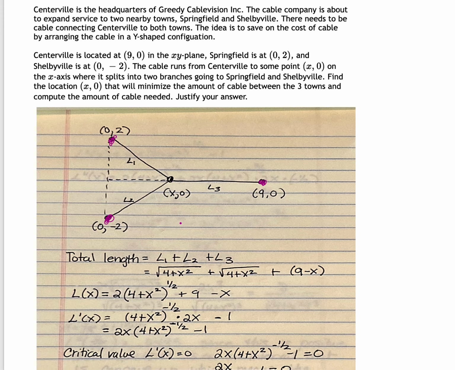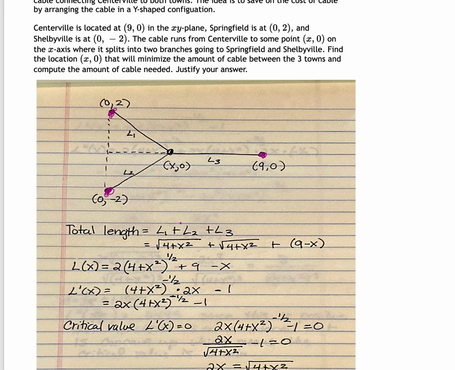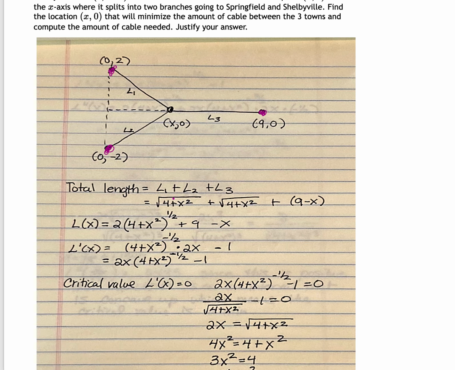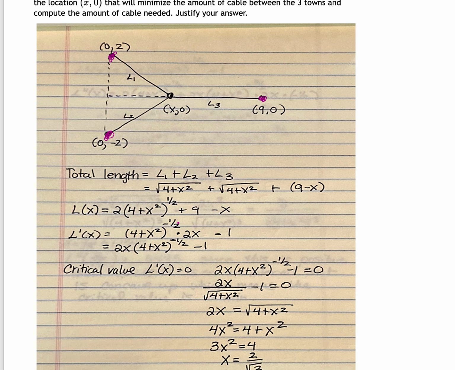So the problem that we need to do is we need to minimize the cable, which will minimize the cost to this cable company. So we want to minimize the total length of this cable. I called this part of the cable that I'm highlighting right now L1, this is L2, and this part right here is L3. So our function has got to show us the total length of the cable, and then we'll take the derivative and see if we can minimize that.